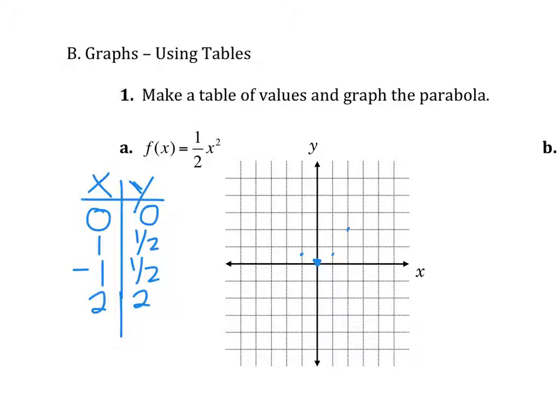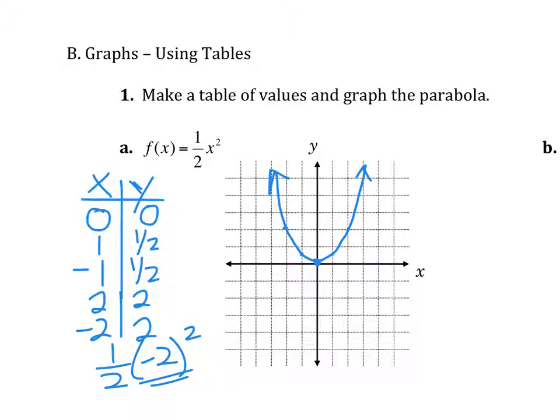And do you see how it's going to curve there? It's not linear. And then let's pick -2. And when you do 1/2 times -2 squared, you square the -2, which is 4, times 1/2 gives me 2 also. So that would be -2, 2 right there. All right, now we're ready to graph. And so it's going to look like this. Ooh, that's a pretty good one.